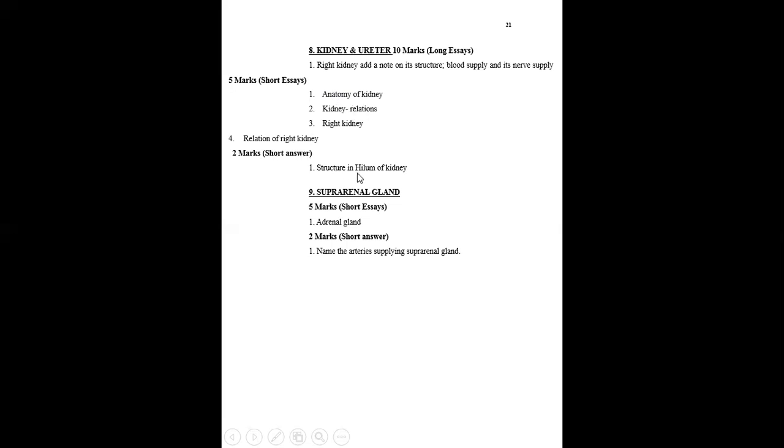2 marks, structure and hilum of kidney. Then suprarenal gland, 5 marks, can be adrenal gland. Also blood supply of adrenal gland can be asked here as 5 marker. 2 marker, name the artery supplying suprarenal gland. So here they are specifically asking arteries.